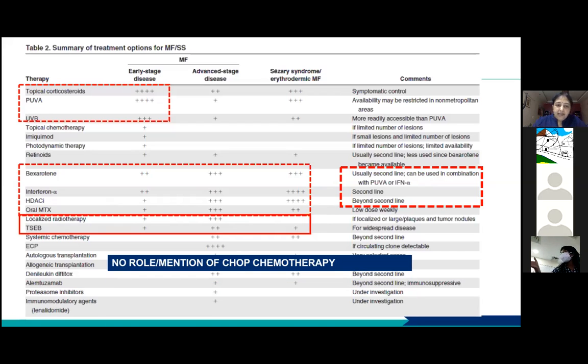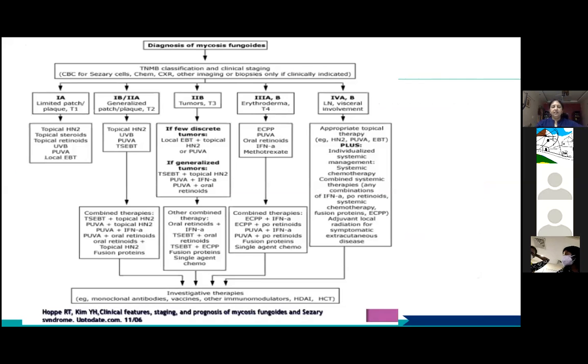Now, please pay attention that this list of treatment has no mention of shock chemotherapy, which a lot of medical oncologists keep giving for these mycosis fungoides patients. It has no role. It does not work. It is a complete waste of time to give shock therapy to a patient of mycosis fungoides. In this nice flow chart, they've again depicted what stage of mycosis fungoides needs what treatment. I will just take you through that. So if the patient has limited patch or plaque kind of disease, you need skin directed therapy.